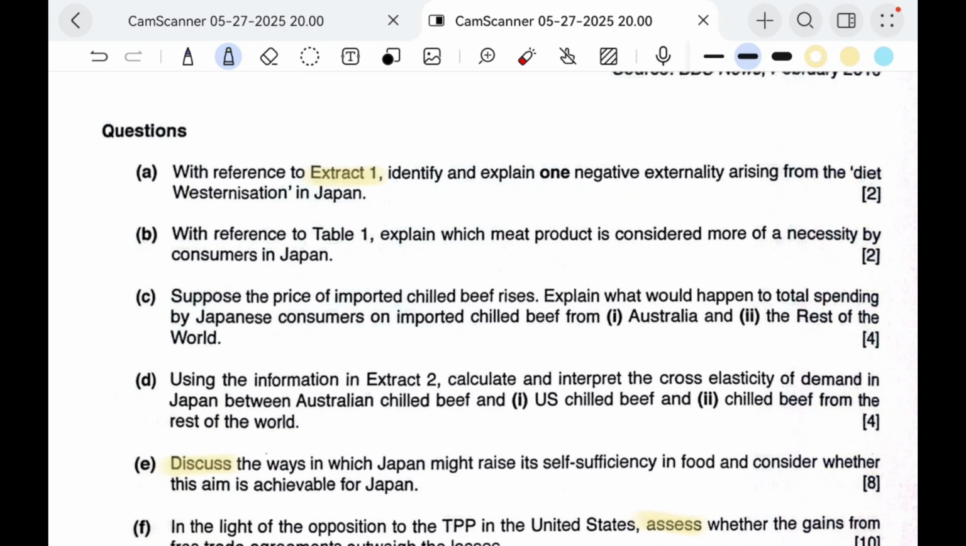So for questions that didn't specify the extract that they want you to look at, then you need to look through and see where is applicable. So it's always good to follow. Okay, explain and identify one negative externality. So when we look at the word externality, this reminds us that this is a market failure question.